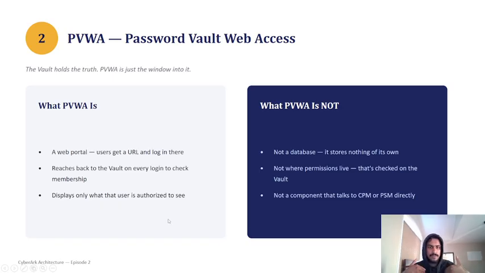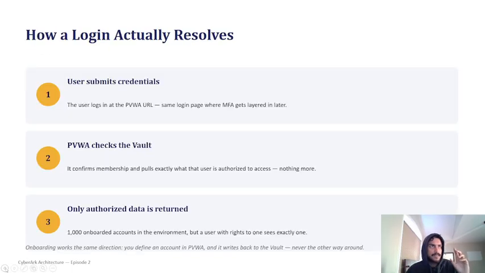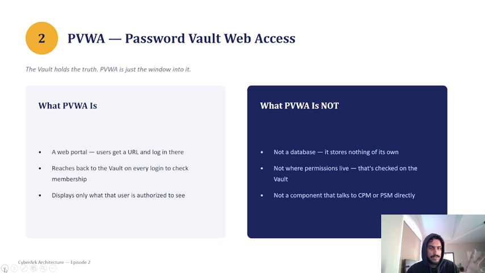Every time a user logs in, PVWA reaches back into the vault, checks whether the user has membership, pulls out only the data that the user is authorized to see, and displays it. So this is a key design decision. The PVWA is not the truth, my apologies. The vault holds the truth, and the PVWA is just the window into it.